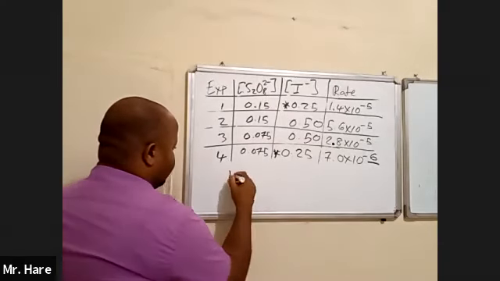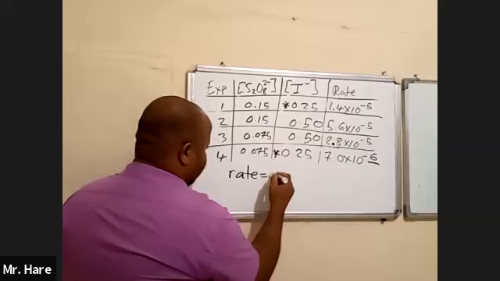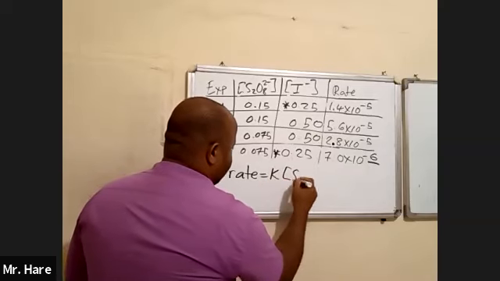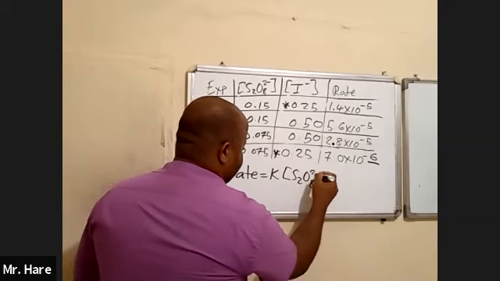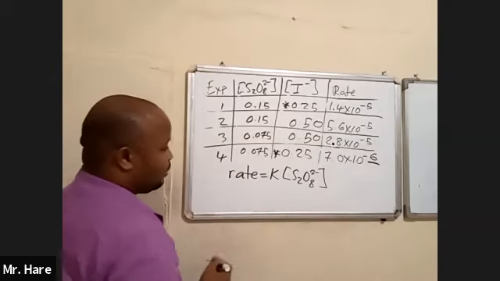S2O8. So which of them is second order? I is second order. Yes. And S2O8 is first order, right? Yes. So I put the bracket, and I put the square upon it, for second order.